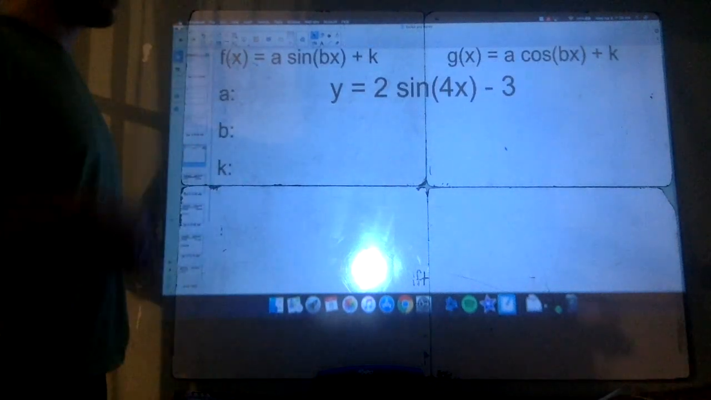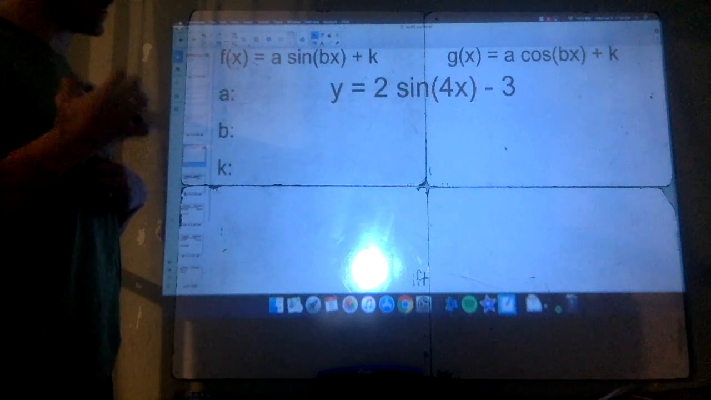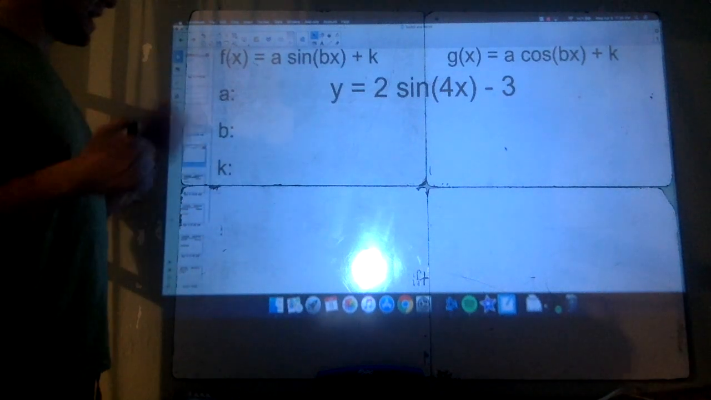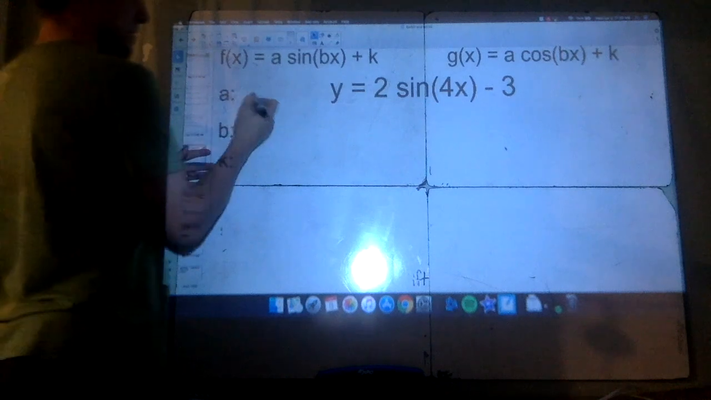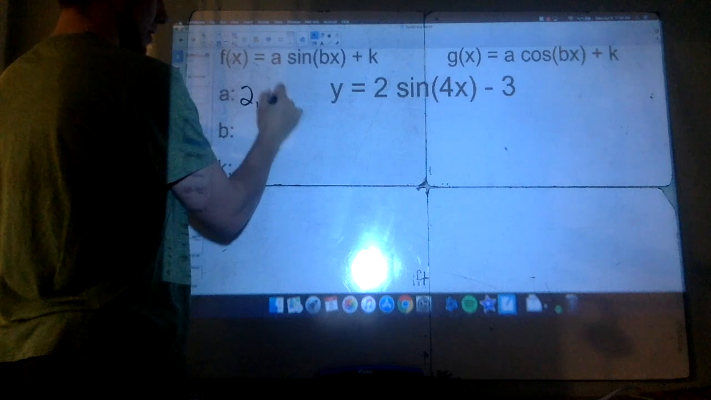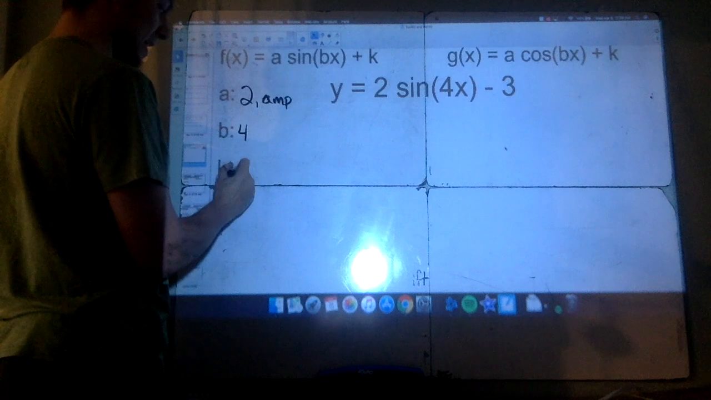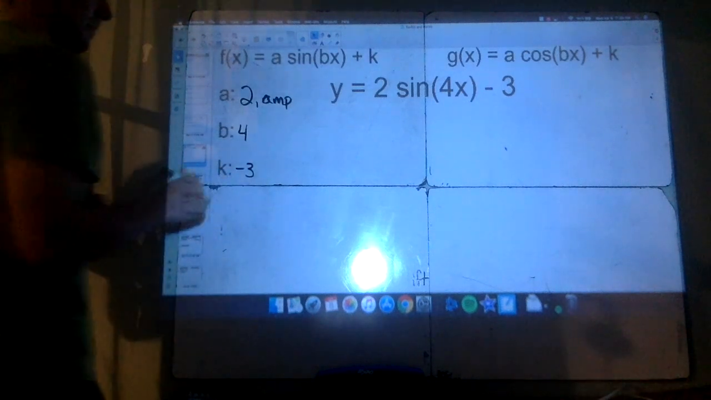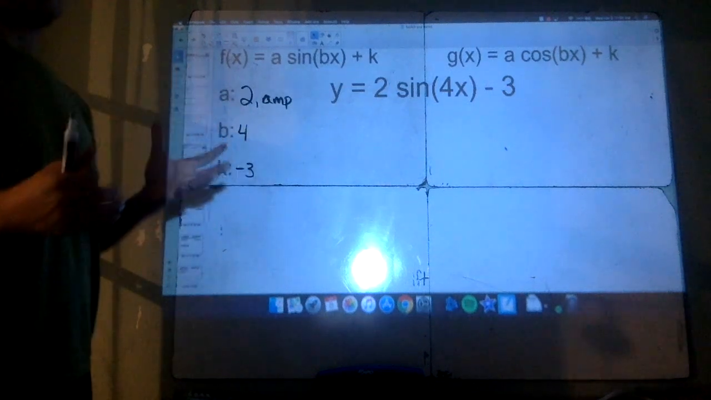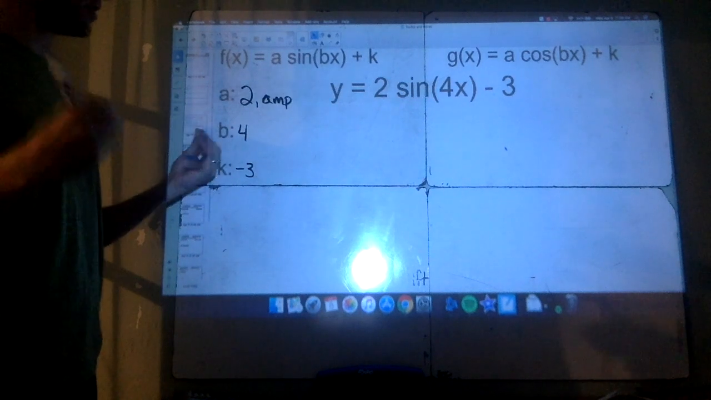All right, so we're going to do some graphing now. So if we want to graph 2 sine of 4x minus 3, how are we going to do that? So write that down on your paper, and we're going to identify A, B, and K right away. So A, in this case, is 2. Our amplitude is 2. B is 4, and K is -3. So to graph this, the first thing we need to do is to draw our actual graph. How do we fit all of these points on that graph?